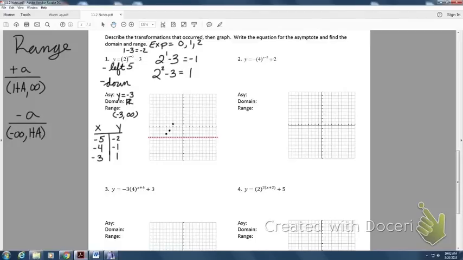And even if you wanted to do 2 cubed to -8, that would be the next one, which would be 5, which would be there. But you really only need 3 points. Okay. So going to number 2.